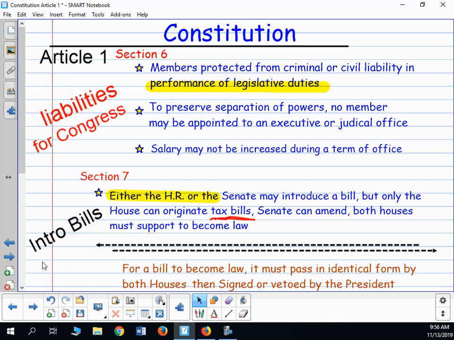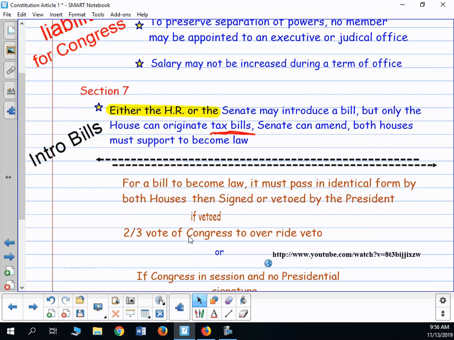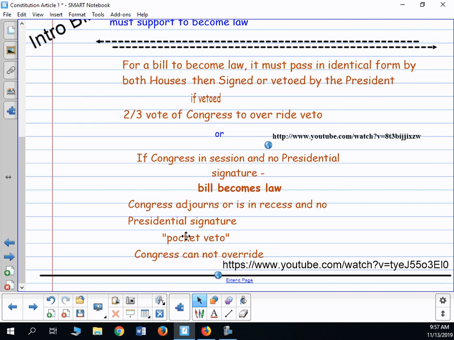I want to review one more portion, and then I think it'll make a lot more sense if we go over this first. All right, so for a bill to become a law, it first must pass in identical form by both houses, then be signed or vetoed by the president. So, important sentence, that first one. For a bill to become law, it must pass in identical form. So both houses have to vote for a law as long as it's written exactly the same. Then it's sent to the president, who can sign or veto it.